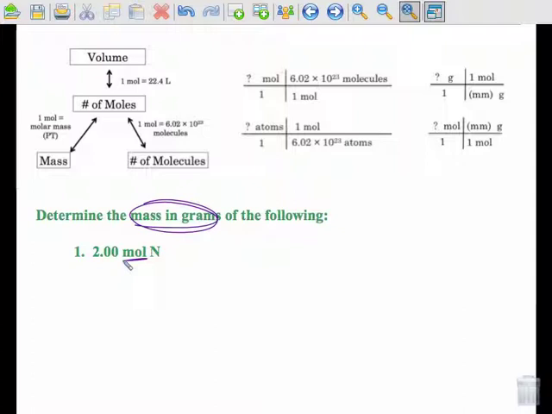So there's a few things we have to talk about. One, if we do a road map, it tells you what unit we're going to go to and from. So if we say we're going to start in moles, we're then going to end up in grams. This gives you an idea of what your ending unit should be.